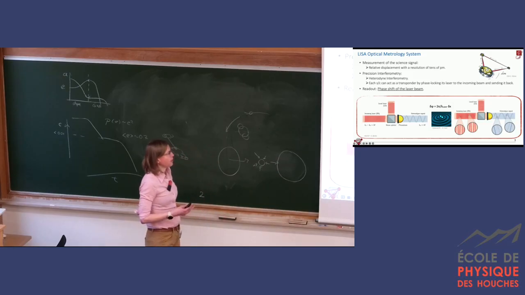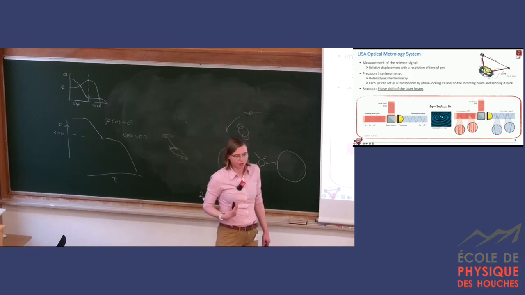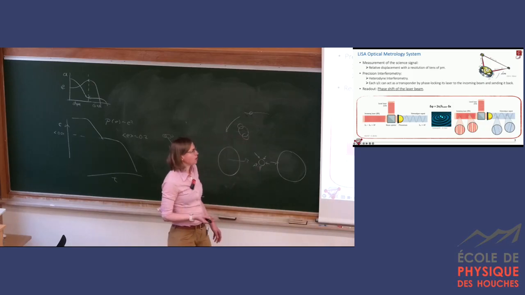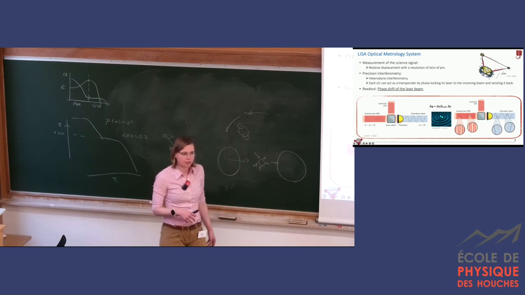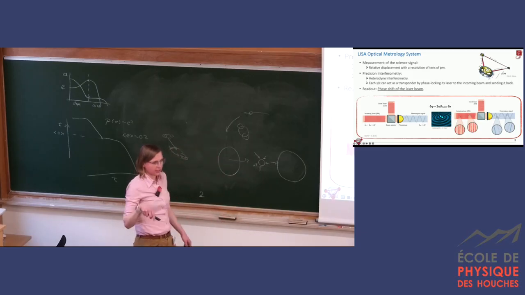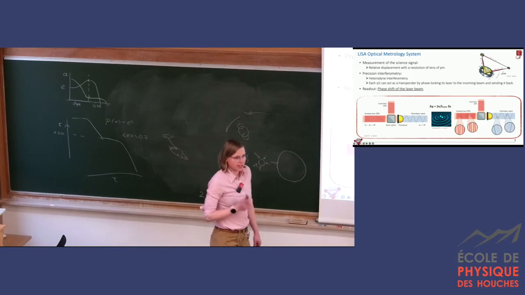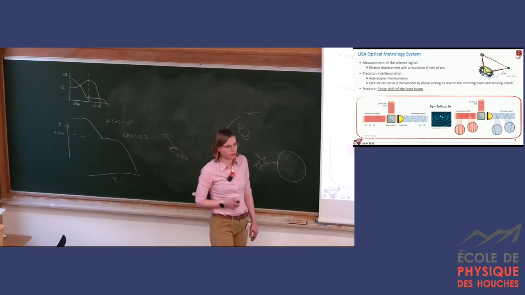So each LISA spacecraft works as a transponder. It doesn't simply send light back because we are receiving only picowatts out of a 2-watt laser. So we have to lock to the incoming laser beam and send it back. That way we create 6 links in the constellation. The important part of what we want to measure is the phase shift of the laser beam.